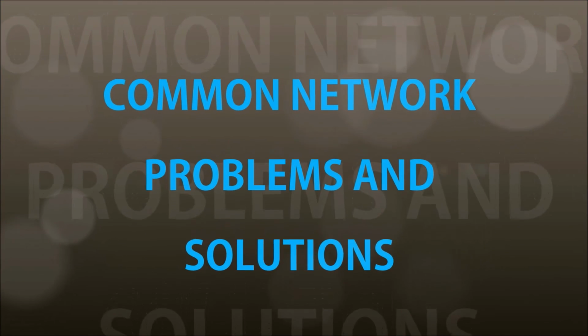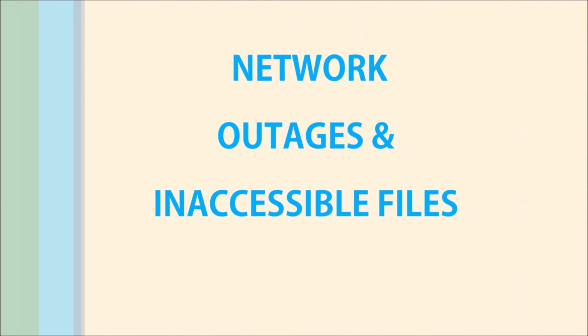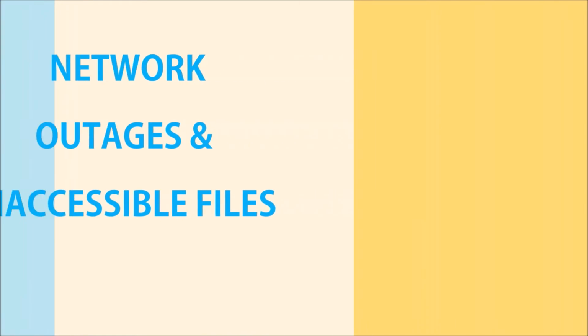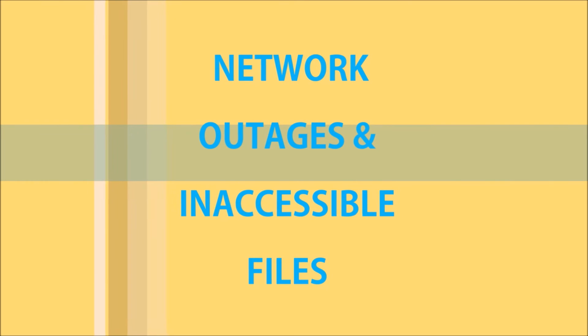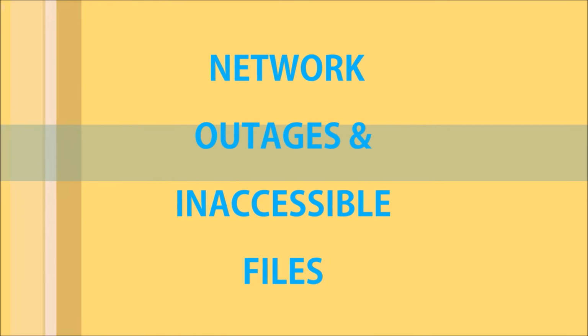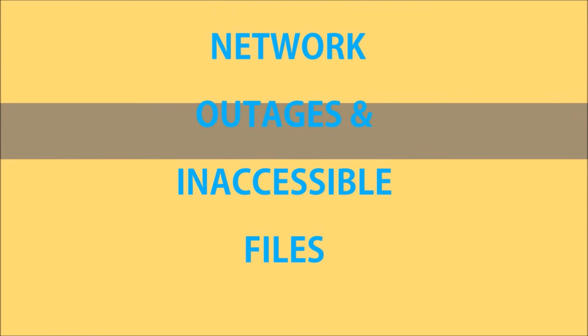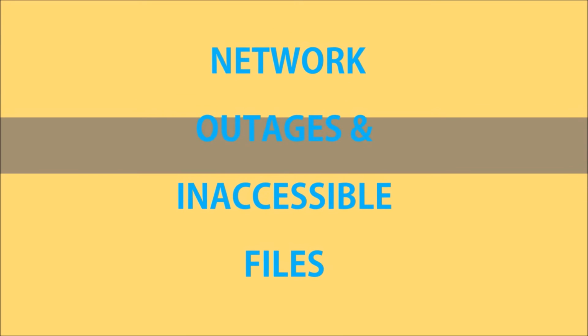But let us not forget the common network problems and solutions. Network outages and inaccessible files. If you experience a high number of network outages at unpredictable times, or you find your employees unable to access files they are supposed to have access to, you might be experiencing a NetBIOS conflict. This problem tends to be most common on older systems, particularly when they use Windows NT, but the issue exists in other Windows systems as well.